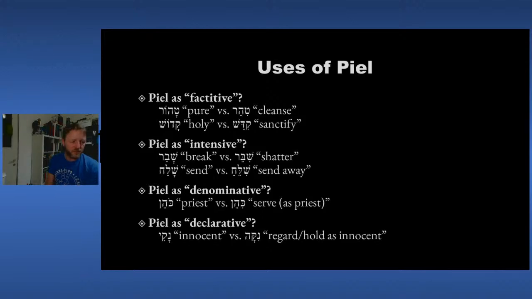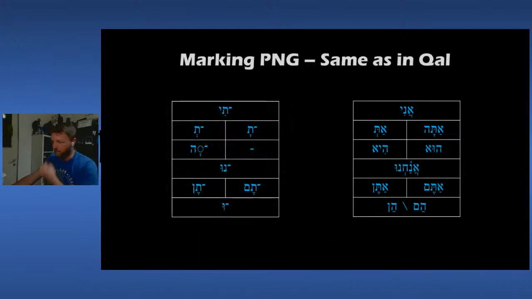Piel as declarative. That means you take an adjective and you declare it the case. So naki means clean or innocent, and lenakot, nika, means he holds someone innocent. And this is also in the Ten Commandments where it says, do not take the name of the Lord your God in vain, for the Lord will not hold innocent him who takes his name in vain. That's from the Ten Commandments. And all right, yenake, he will hold innocent. So the markings for person, number, and gender is the same as in kal.